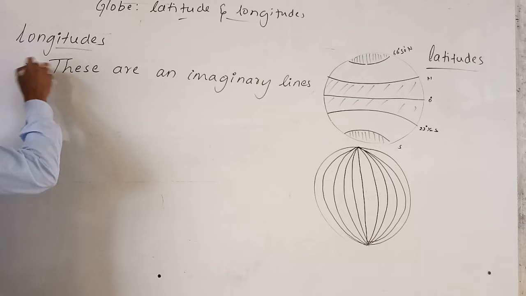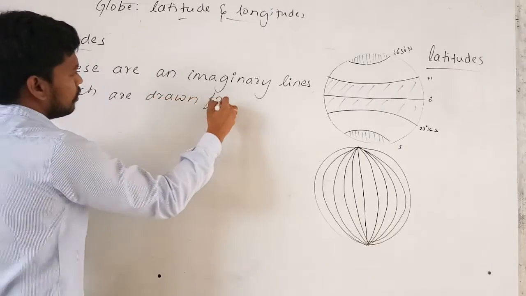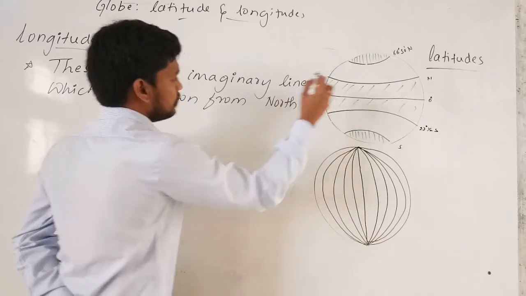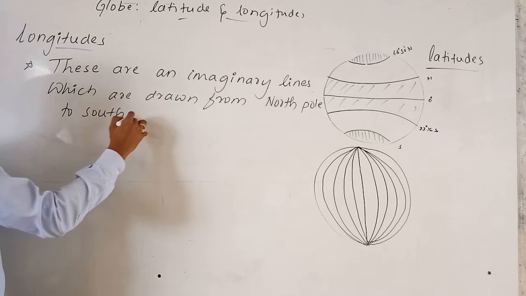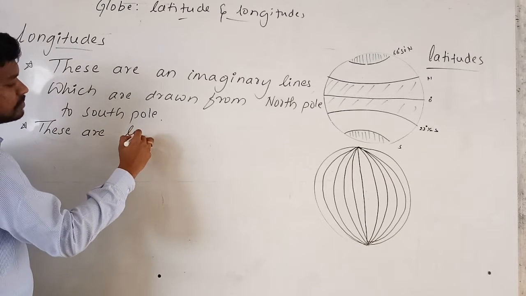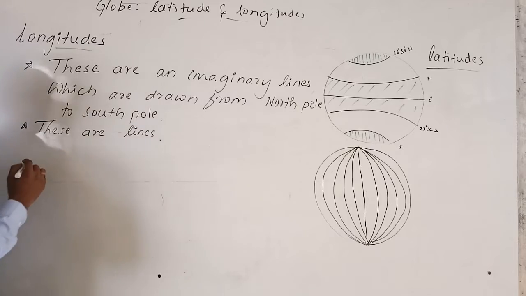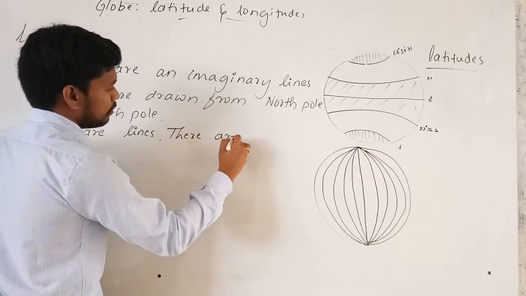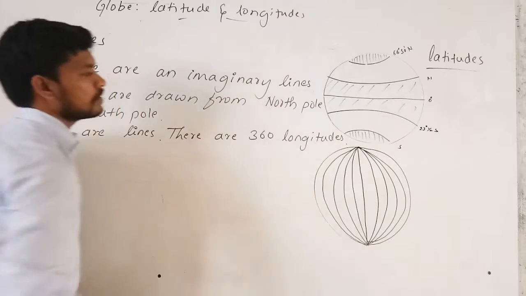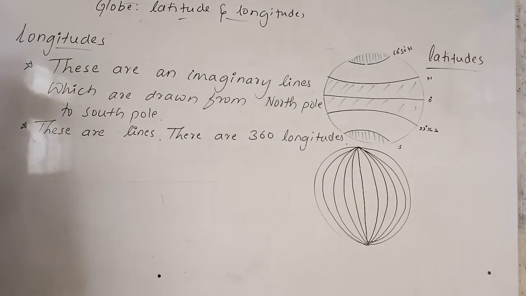Imaginary lines which are drawn from north, that means North Pole to South Pole. As I told, these are lines, and there are 360 longitudes. How many latitudes do we have? 180. So longitudes are 360.